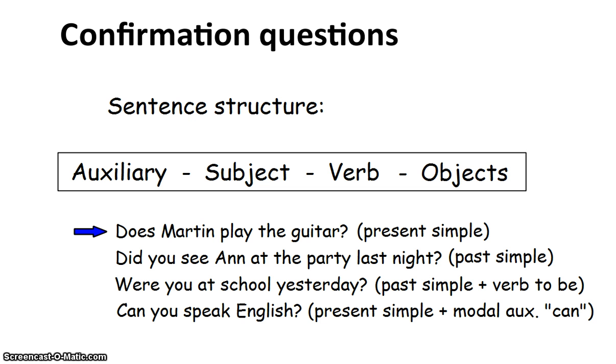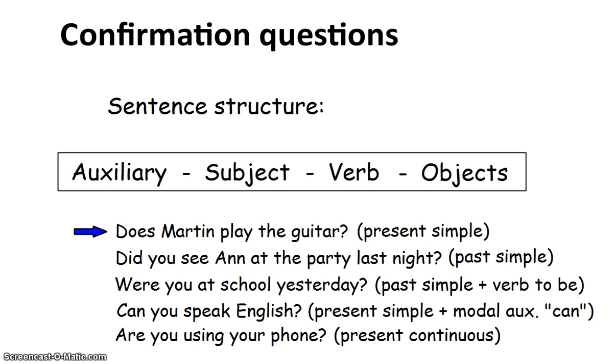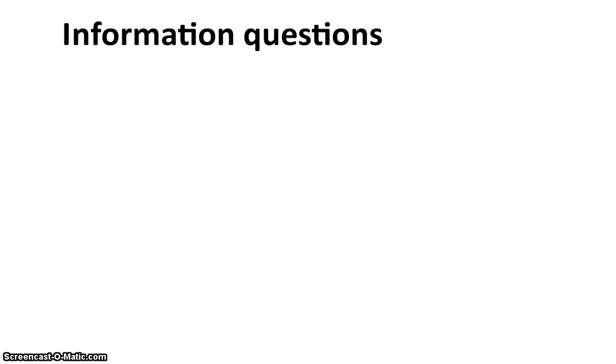And last example: are you using your phone? It's a present continuous, that's why the auxiliary is be, and the verb is in the ing form and not the infinitive, because it is a present continuous. Now, let's look at the information questions.